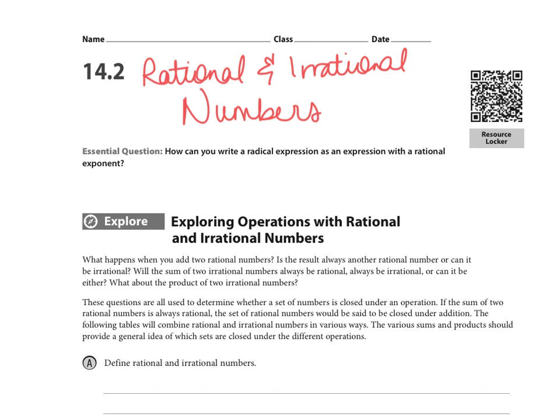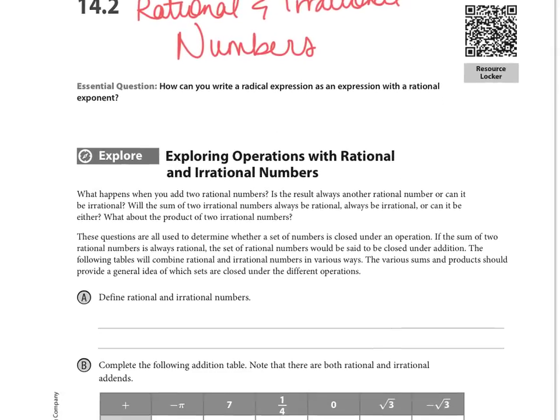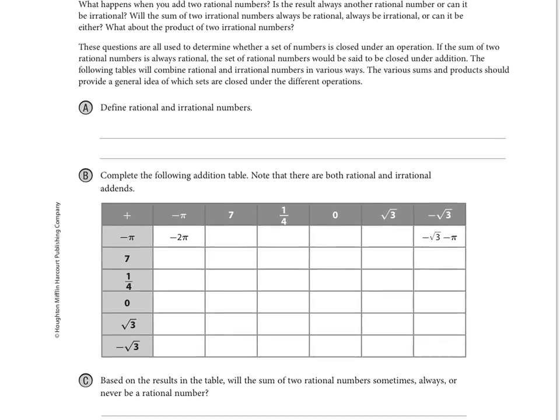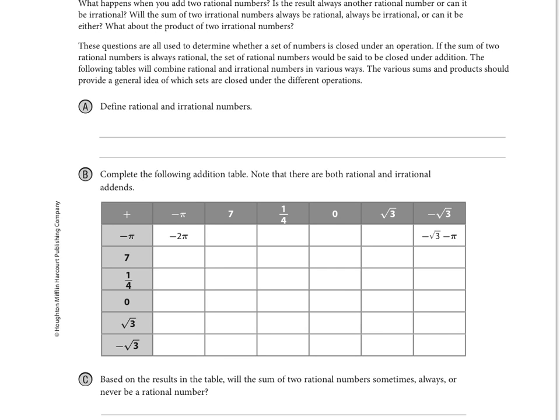All right, so as you'll see from your book, I've renamed our section 14.2. We're really going to focus on rational and irrational numbers. So before we do that, we need to define what are rational and irrational numbers. So rational numbers are numbers that can be turned into a fraction. Irrational numbers are numbers that cannot be turned into a fraction.